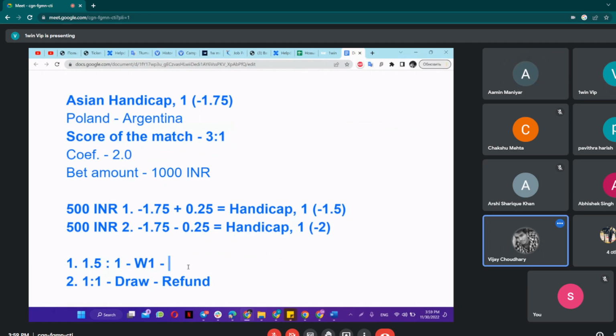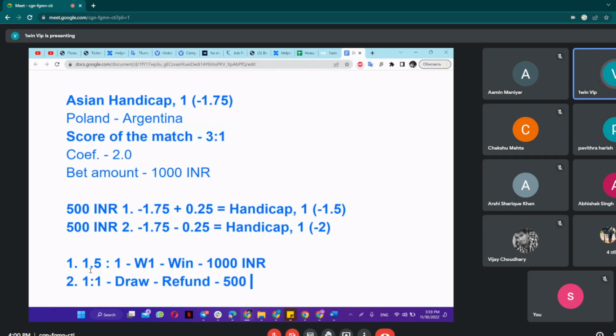So it will be 500 into 2. It will be win. Yeah, 500 into 2. 1000 rupees win. 1000, team 1, team second 500. Not team one or team second, it's just two bets. 500.